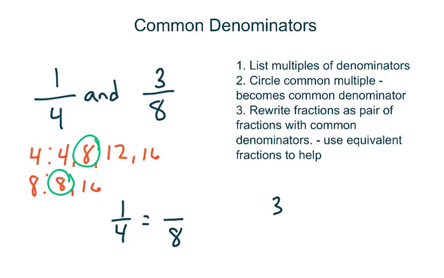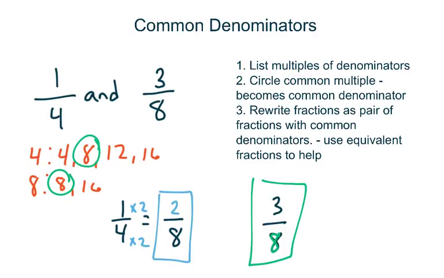And then if you look at 3/8, it already has the 8 in the denominator. So 3/8 is done. I don't have to change this fraction. I don't have to go to 16 and change it to 16 as a common denominator. It has 8 as a common multiple. So all I have to do is change one fraction. In order to do this, I'm going to multiply the numerator and denominator times 2, and I get 2/8. So those become my pair of fractions with common denominators.